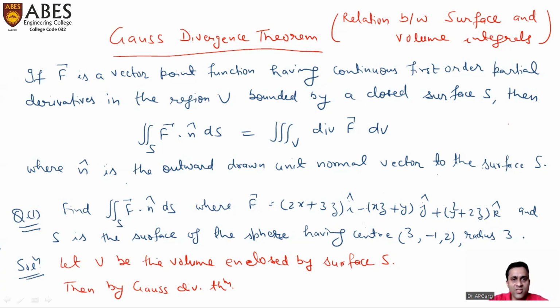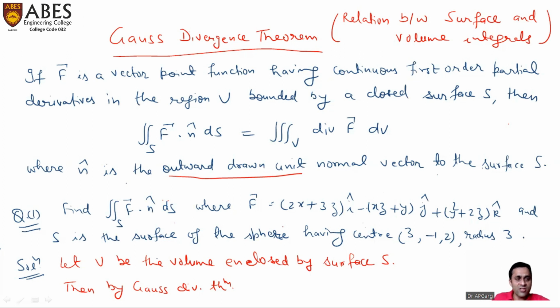If f is a vector point function having continuous first order partial derivatives in the region V bounded by a closed surface S, then the double integral of f dot n ds over the surface S will be equal to the triple integral of divergence of f dv over the region V, where n cap is the outward drawn unit normal vector to the surface S. So this is the statement of Gauss divergence theorem, and now we will discuss this theorem through some questions.